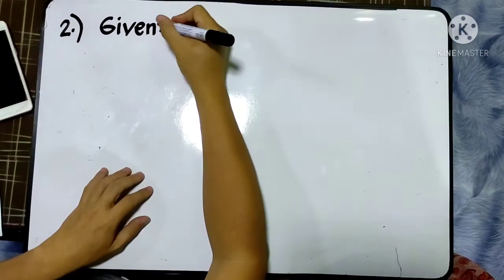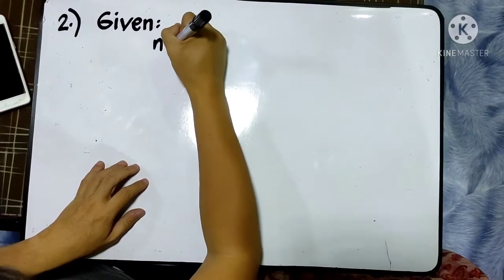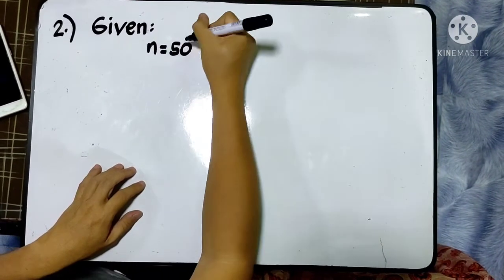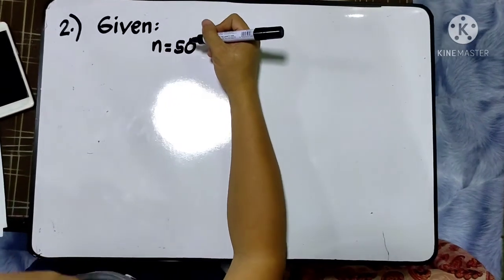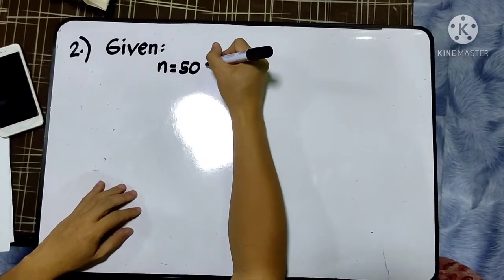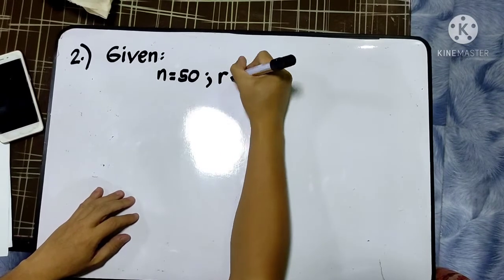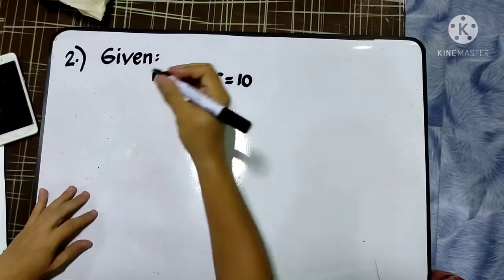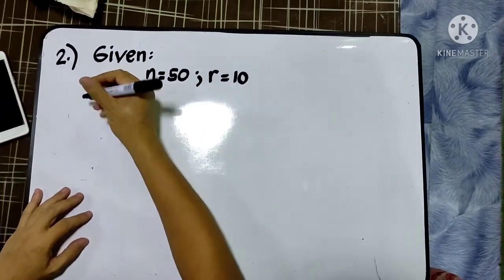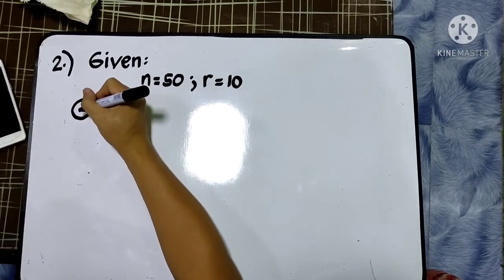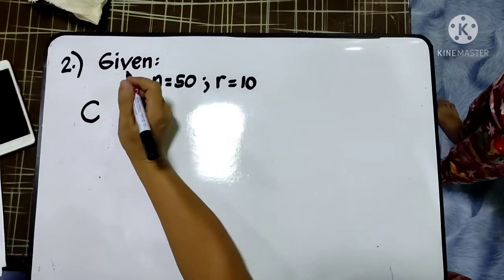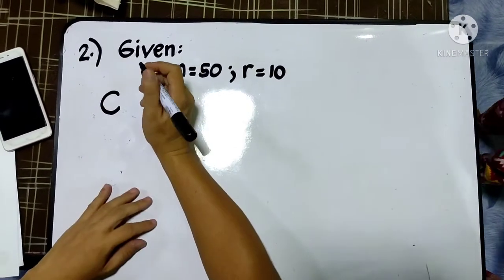So our n here is 50. So you have 50 households and you're going to select a sample size of 10. So your r is 10. Let us solve for the value of the combination. So how many ways can a researcher select a sample size of 10?